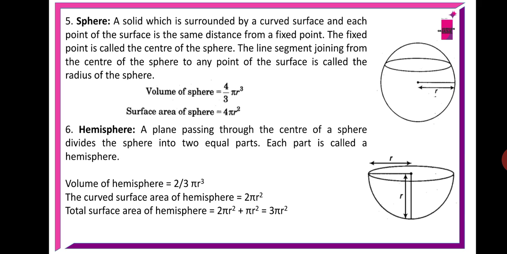Hemisphere. A plane passing through the center of a sphere divides the sphere into two equal parts. Each part is called a hemisphere. So the volume of a hemisphere will be half the volume of a sphere, that is 2 by 3 pi r cube. For a hemisphere, the curved surface area is 2 pi r square and the total surface area will be 3 pi r square.